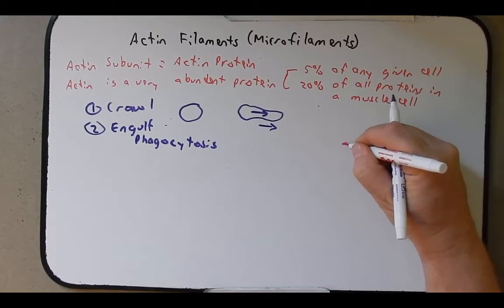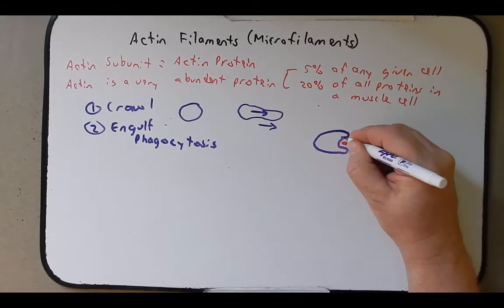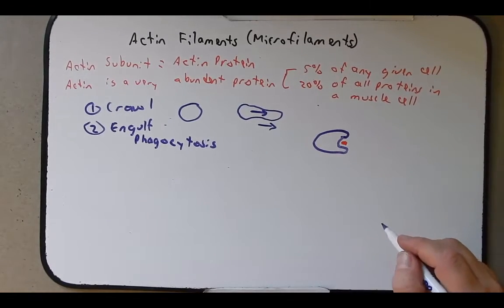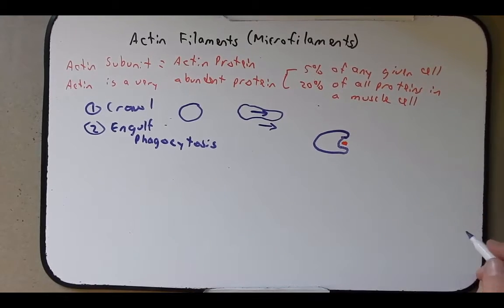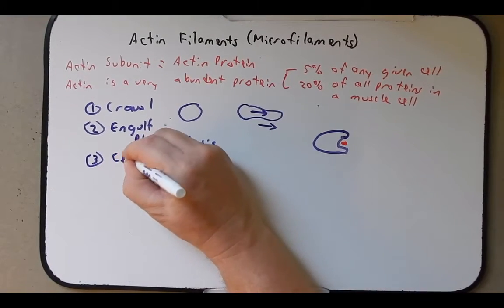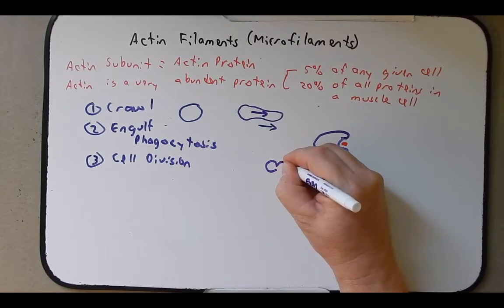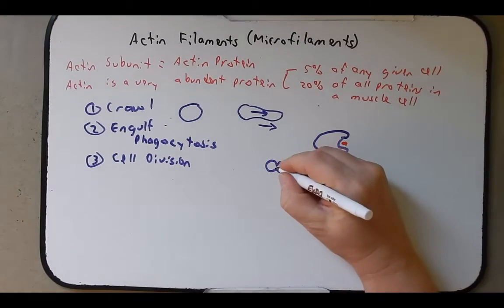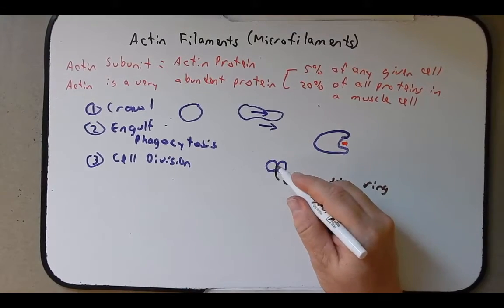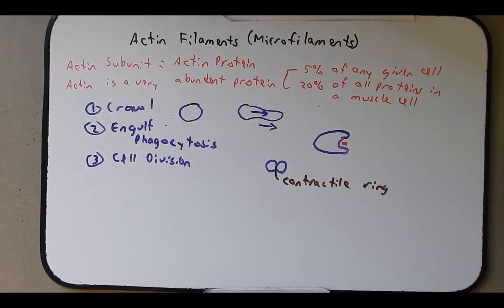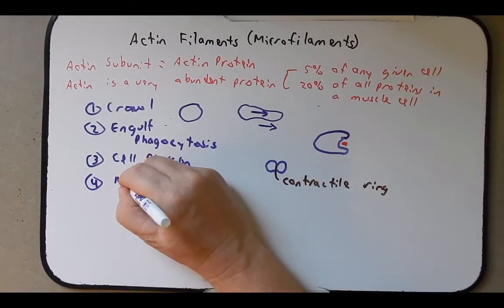So if there is a smaller molecule or a large molecule out here, a phagocytic cell, like an amoeba or a neutrophil, will extend around the molecule and engulf it. It's important in cell division. As you have a cell beginning to divide after mitosis, actin will form a contractile ring to help divide these two newly formed cells. They're important in forming specialized cell structures like microvilli.